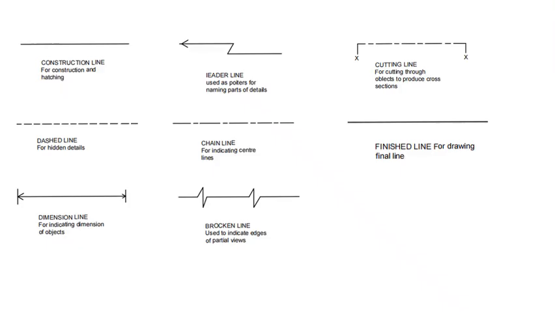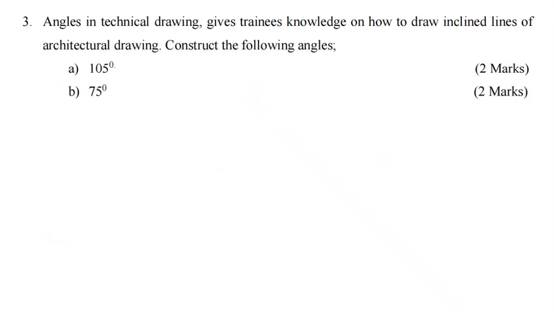So those are some of the drawings, a few of them. We are only required to do 3, and we have done more than 3. Then we go to the next, which is angles in technical drawing. Give trainees knowledge on how to draw inclined lines of architectural drawing. Construct the following angles, and we've been given angle of 105 and angle of 75.